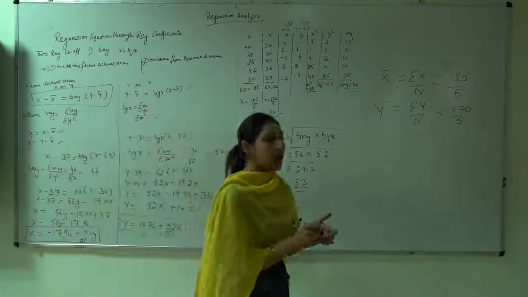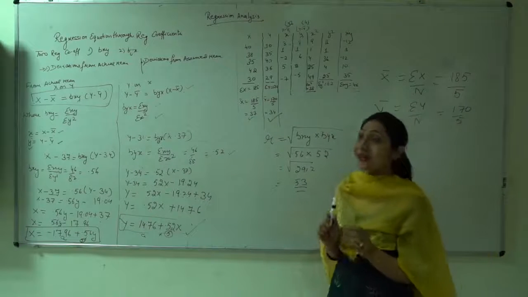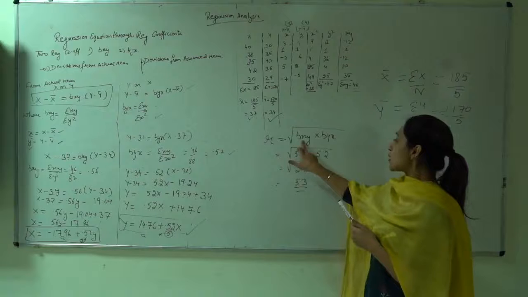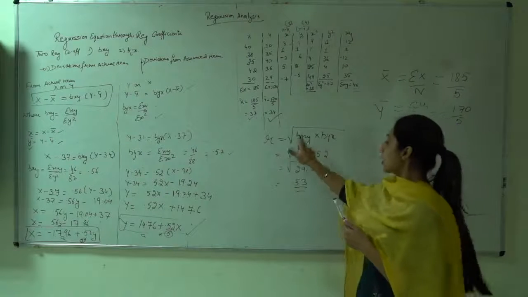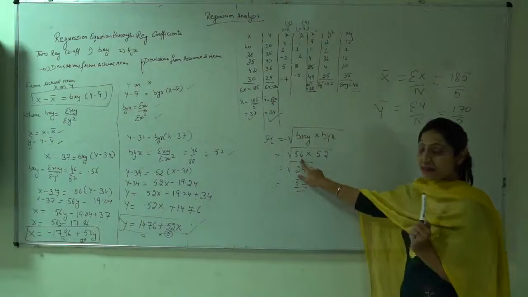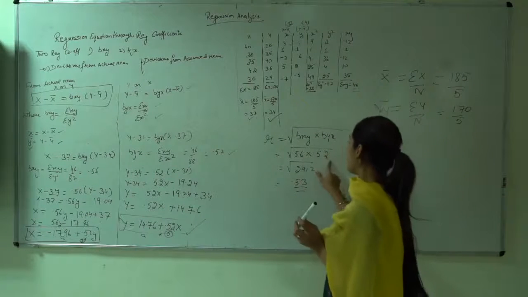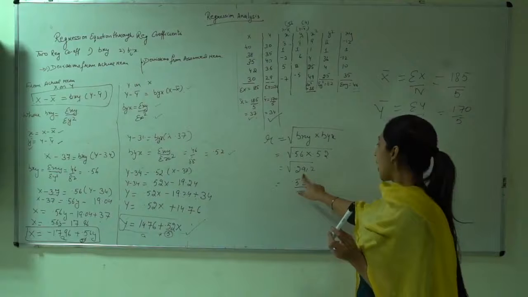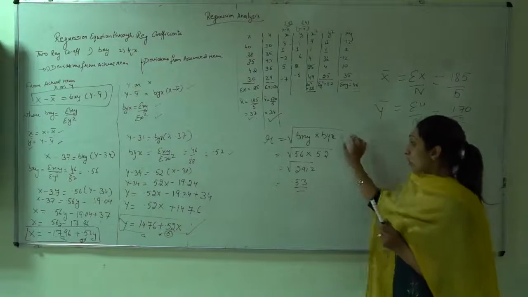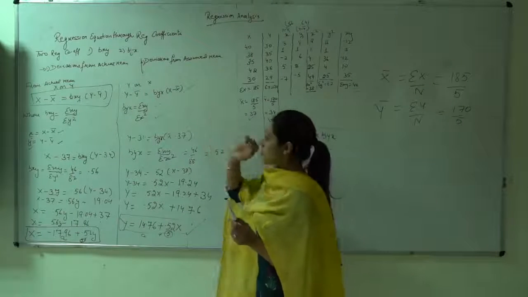Sometimes the question also asks you to find the correlation. The formula to find correlation in case of regression coefficients is r is equal to the square root of bxy into byx. bxy that we have calculated is 0.56 and byx is 0.52. When I multiplied them, I get 0.2912, and the answer is 0.53. So we can also calculate correlation from the regression coefficients. Thank you.